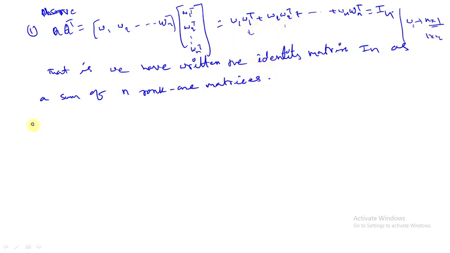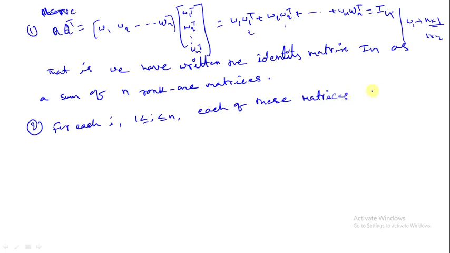Now observe each of these matrices. Each one is an n by n matrix, for each i, 1 less than or equal to i less than or equal to n. Taking Pi equal to Wi Wi transpose, each of these matrices is symmetric and idempotent.